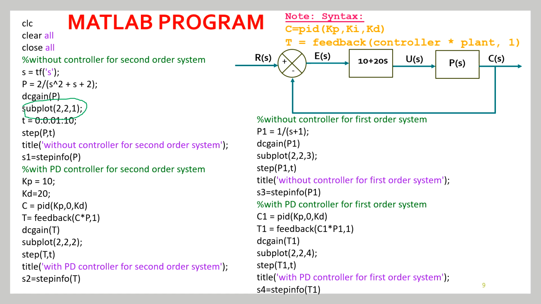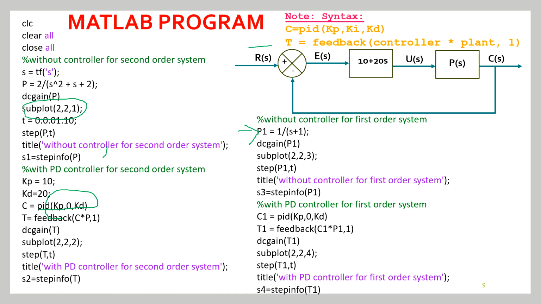The third case is without a controller for a first order system, and the first order system I have assumed is 1 divided by S plus 1. Then for the first order system I have introduced a proportional derivative controller. What is the syntax we need to use here? For a controller, the command in MATLAB is PID of KP, KI, KD. This is a function. Here I'm interested in using only a PD controller and not an I controller. So in the command, I need to declare KP, 0, KD. So MATLAB understands that the integral portion is 0, and only KP and KD are used.